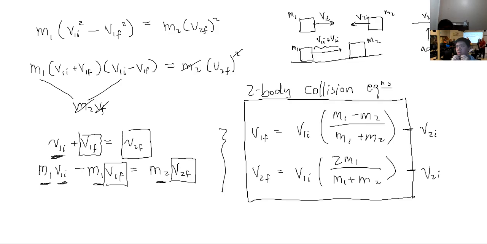I'm lost. Okay, so what sort of question do you have? What are you confused about? Other than the reference frame stuff. I get the reference stuff. Wait, so what exactly are you lost on? I need something a little bit more specific. Do you understand how we got these equations, V1f and V2f?